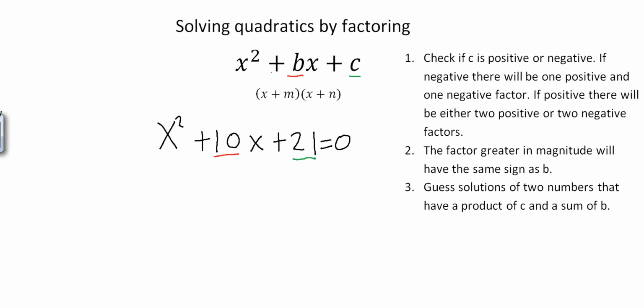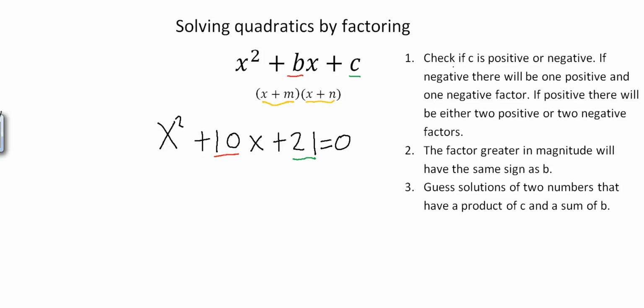Whenever you have a quadratic of this form, it's always going to be factored in a way where you have x plus m as one factor, and x plus n as the other factor. Okay, so I have a set of instructions here to the right on how to factor something like this.